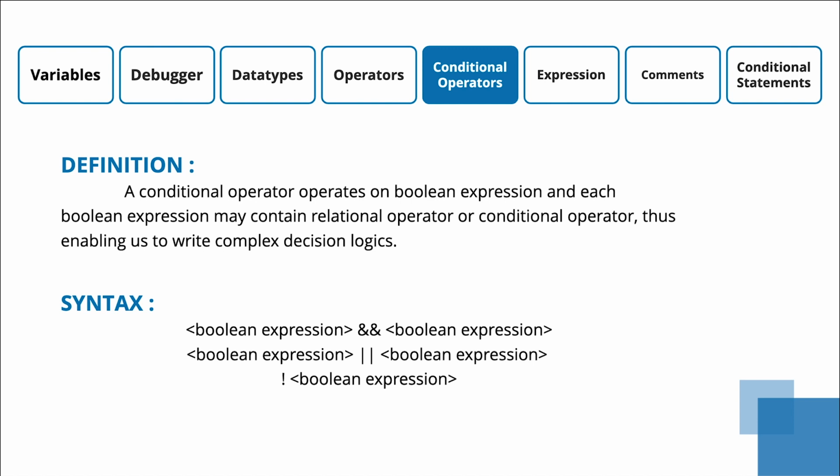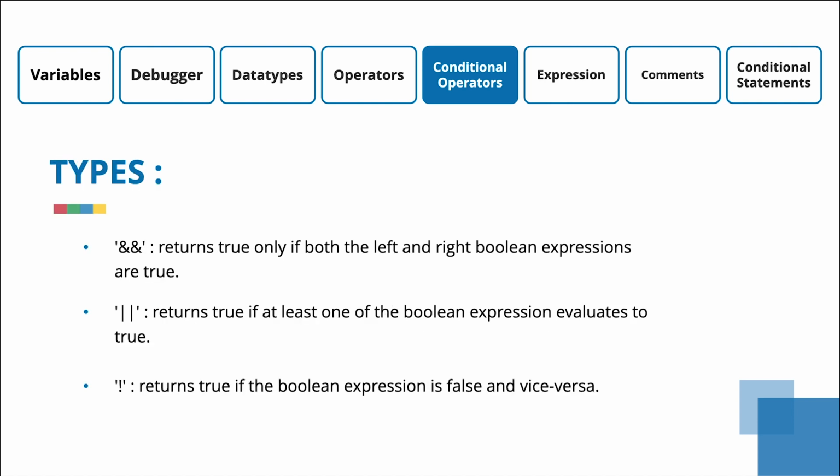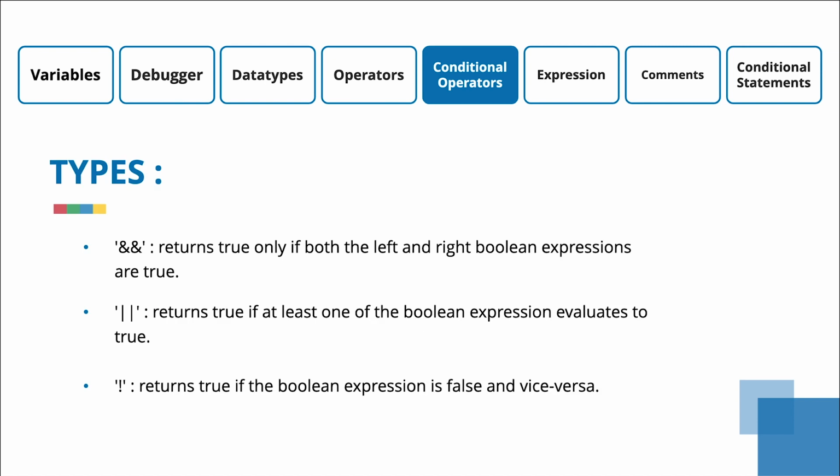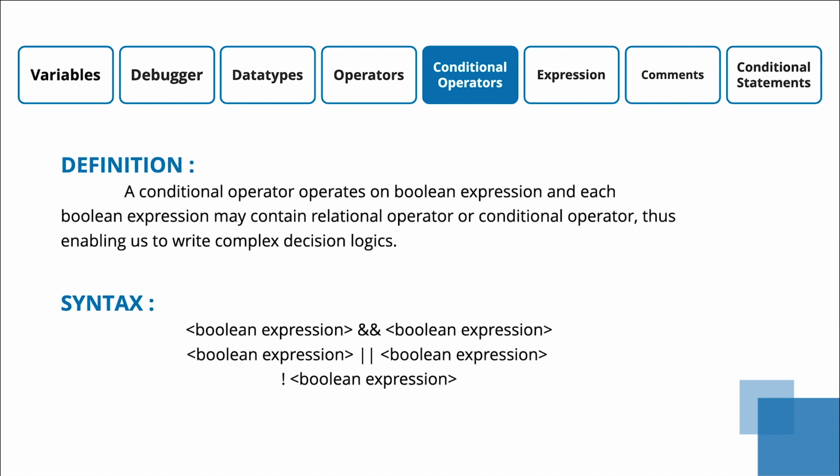Now, what each of them mean is, and returns true only if both the left and the right Boolean expressions are true, which means, going back to our example, in the first one, if A is greater than B and C is greater than D, then proceed further, which means both A should be greater than B and C should be greater than D. The next one, the two lines, it'll only return true if at least one of them is true. So going back to our example again, if A is greater than B or C is greater than D, then proceed with that. So that's the second one.